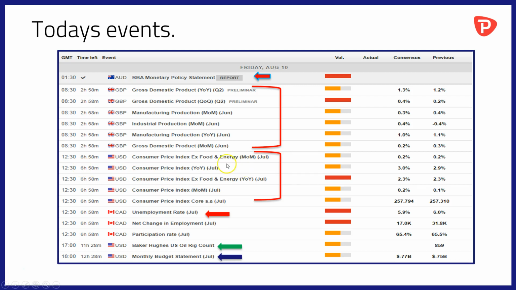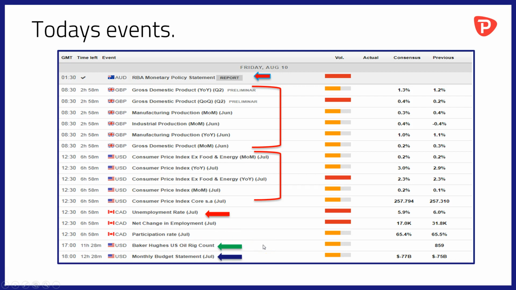Then we have a break, 4 hours really without any kind of major announcements, till 12:30, and we cross the Atlantic to the USA for CPI, Consumer Price Index data. That's both inclusive and exclusive of food and energy, so core and non-core measures, year on year and month on month data for the month of July. We'll also see Canadian unemployment today. That's for July as well, and we'll have net change and participation rates as well as the actual headline unemployment data.